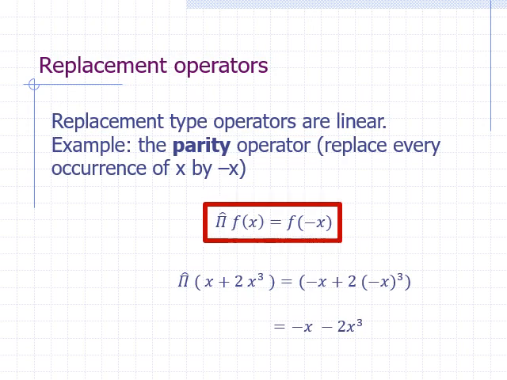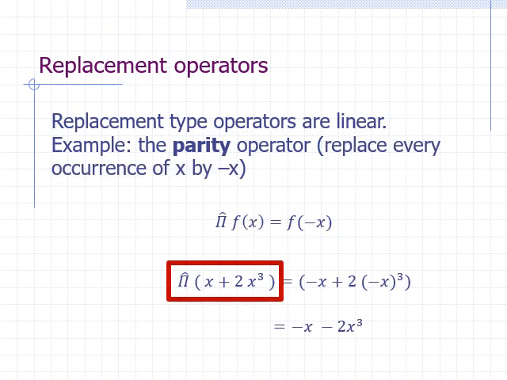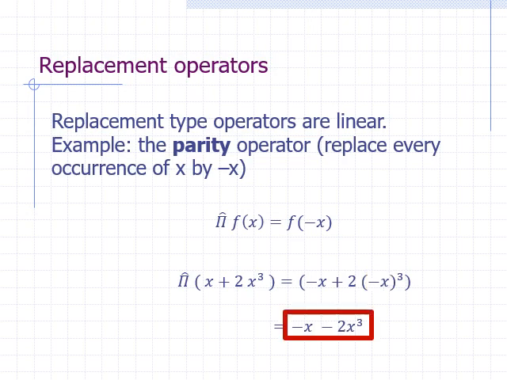Applying pi hat on a function of x means replacing every occurrence of x by negative x. So if we were to apply it to, let's say, x plus 2x cubed, we do the following. We replace this x by negative x, and we replace this x by negative x. The net result is we get negative x minus 2 times x cubed.